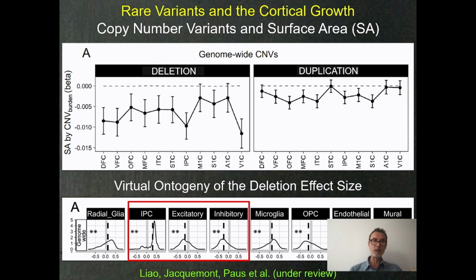The different undifferentiated and differentiated cells are showing different directionality of the relationship, in that again, for the progenitor cells, regions with more expression specific to these cells in mid-gestation are the regions that are showing larger effect of CNVs.